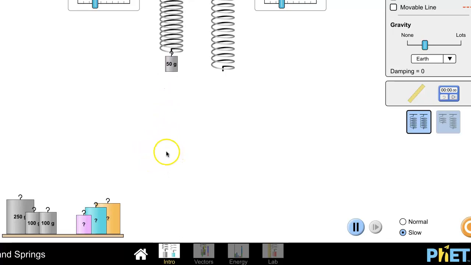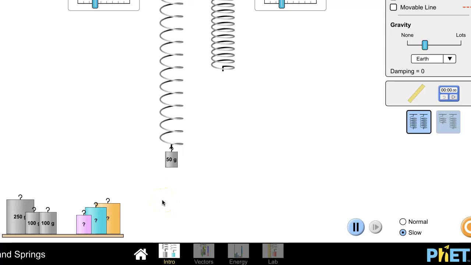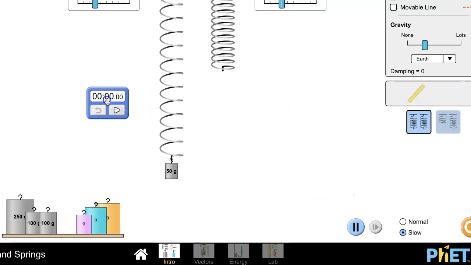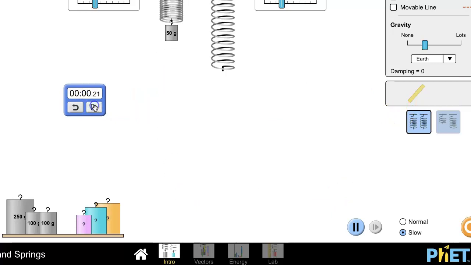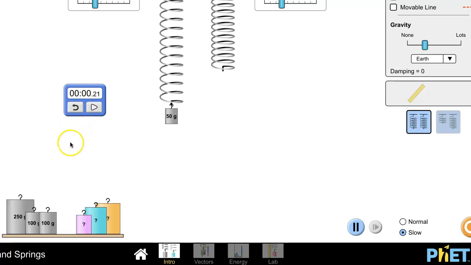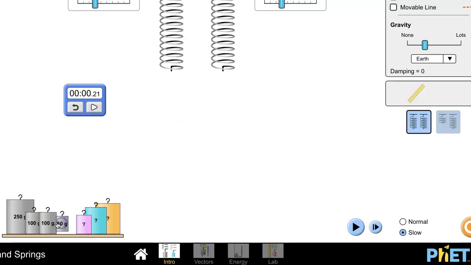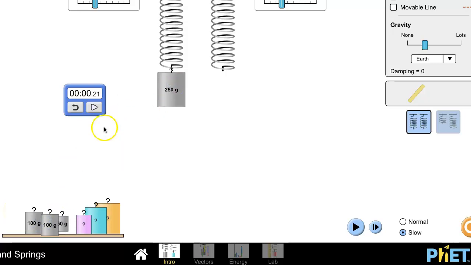Then you're going to say, okay, start my stopwatch, and maybe start from here. 1, okay, this is 1, this is 2, and so on. Then, if you like, you can use the stopwatch here. If you don't like, you can use the stopwatch from your phone. After you are done with the 50, you're going to remove it. You are going to bring the 100, finish the 10 oscillations again, and then also the 250.